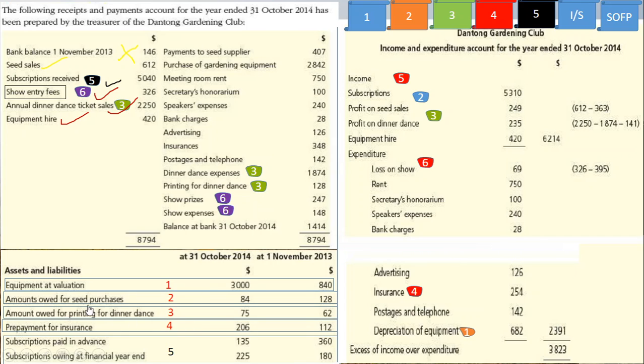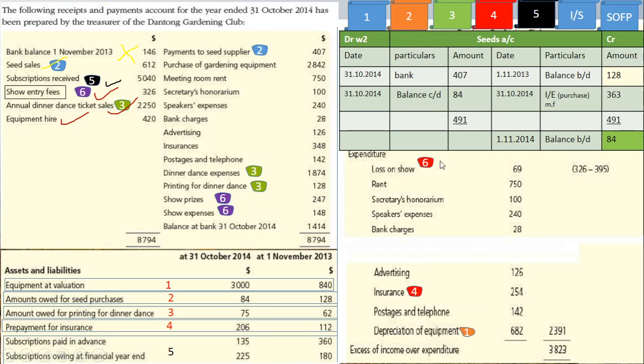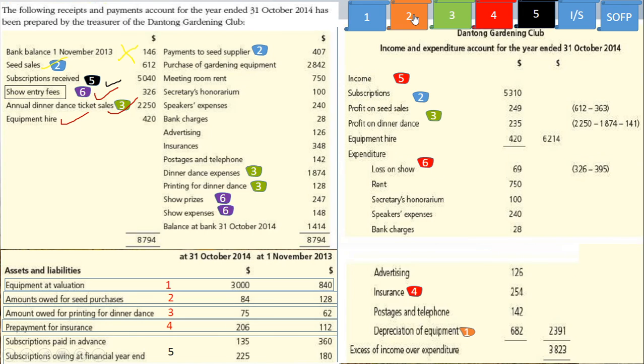Payment to seed suppliers was related to seed number 2. So this 2 and 2 were adjusted in our number 2 here, and then we had got 363. So this 363 we have shown out here. Profit on sales sale 249, so this is already done. It's already done with this step, so we don't need to do one more time. That's gone. Purchase of gardening equipment, this is already done. Purchase of gardening equipment has gone in your number 1 ledger, so that's done.